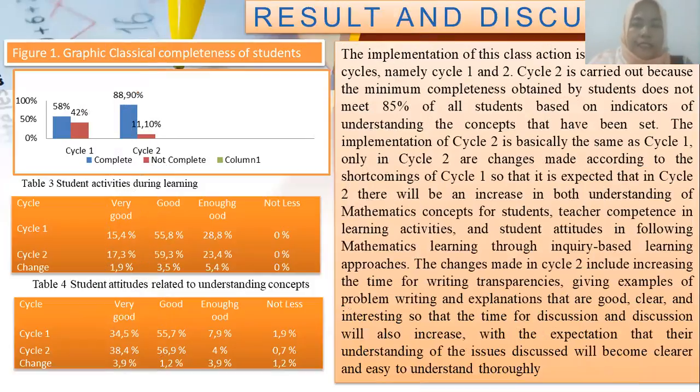Then the analysis in this study uses descriptive analysis. Then the third part is the result of research and discussion. Based on the research result obtained, in learning, understanding of mathematical concept of student can be seen in Table 1, where there is an increase of 30.9% from cycle 1 to cycle 2.